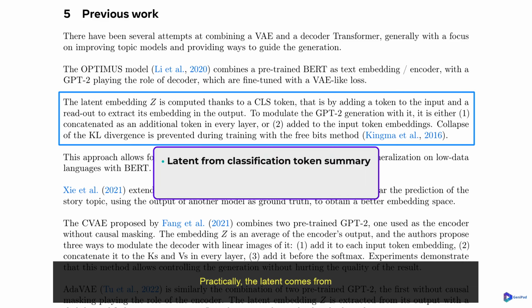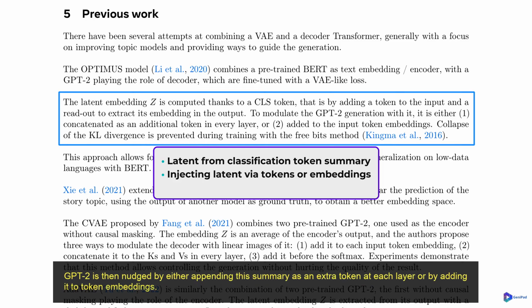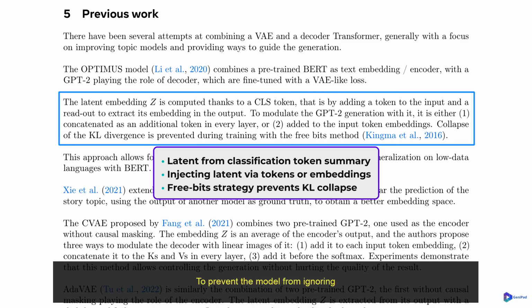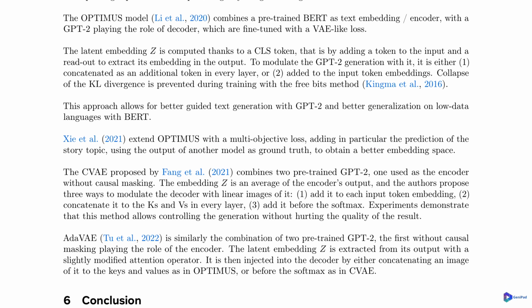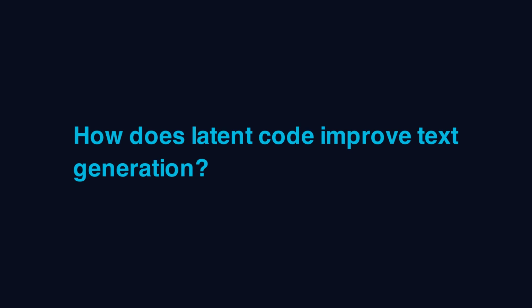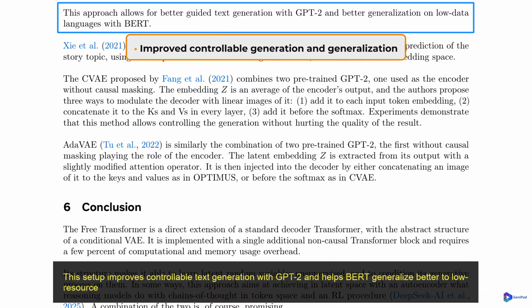Practically, the latent comes from a special classification token that summarizes the sequence. GPT-2 is then nudged by either appending this summary as an extra token at each layer or by adding it to token embeddings. To prevent the model from ignoring the latent, KL collapse, training uses a free bit strategy that enforces a minimum information flow before penalizing. This setup improves controllable text generation with GPT-2 and helps BERT generalize better to low-resource languages, highlighting the value of a learned global code.